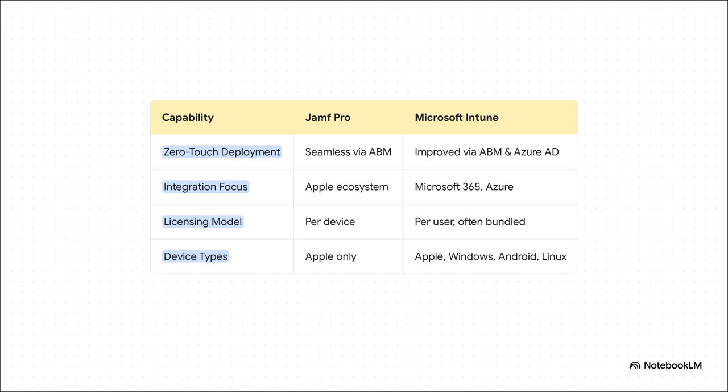Take zero-touch deployment. That's getting a new Mac to an employee ready to go without IT ever having to physically touch it. Jamf is seamless with Apple's own system. Intune is getting better for sure, hooking into both Apple's system and Microsoft's Azure AD. And the licensing model is a huge deal. Jamf charges you per device. Intune charges per user, and it's often just bundled in with stuff you already have. You can see their different worlds colliding right there.